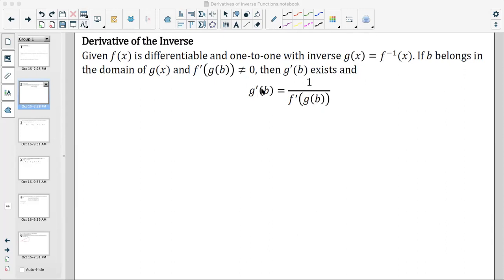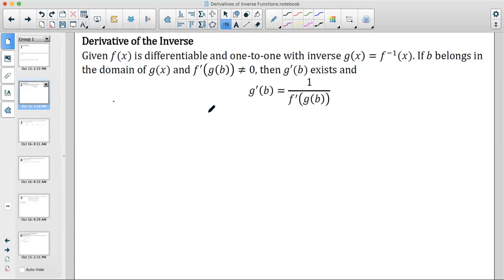There are a lot of ways to write this with g's and f's and f inverses and h's. We're going to start with this way, and at the end of this little mini proof I'll give you an example of another way to write it. But pretty much you can think about it like this.